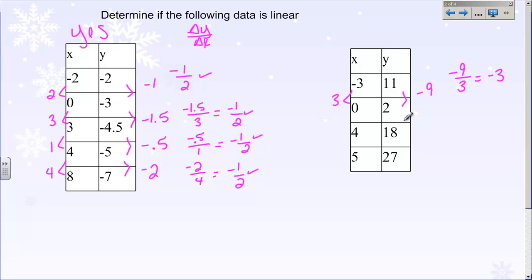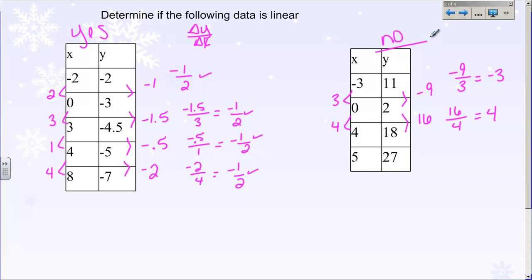Now let's check our rate of change here. From 2 to 18. Well, now I'm getting bigger instead of smaller, so all of a sudden something has happened. This is a change of 16. And this is a change of 4. So my slope is 16 over 4, which is 4. These are not the same. Since this rate of change is not the same as this rate of change, this is not linear.